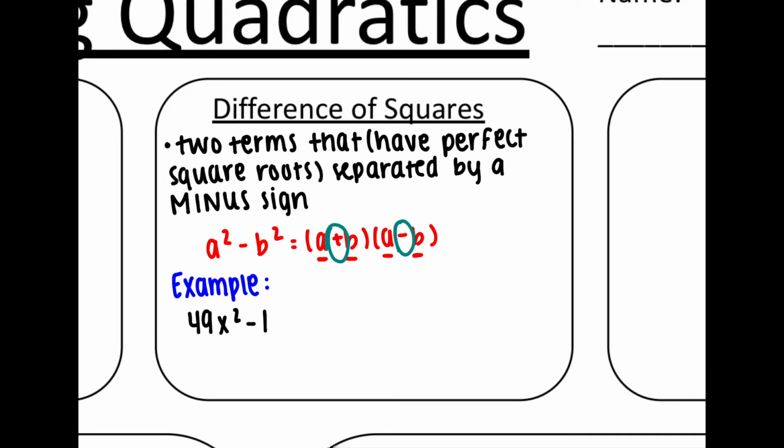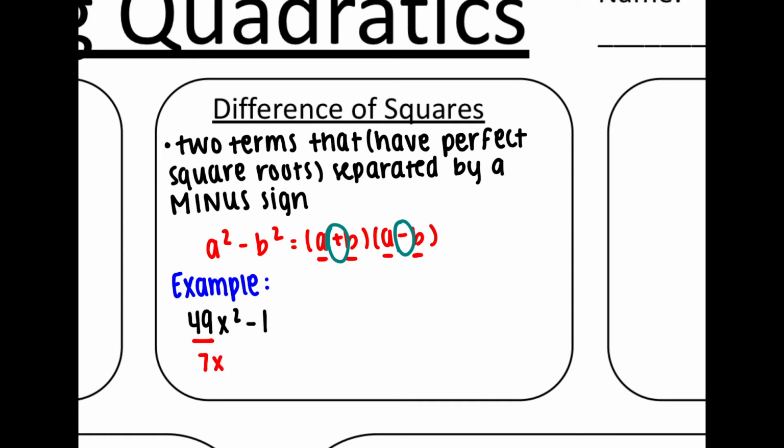So the first thing I look for, is there two terms? Yes, there is. I now need to see if they each have perfect square roots. What that means is I need a number times itself that multiplies to give me 49. And I know that number is 7. Now I need a variable multiplied by itself to give me x squared. So the square root of 49 was 7. The square root of x squared is x.